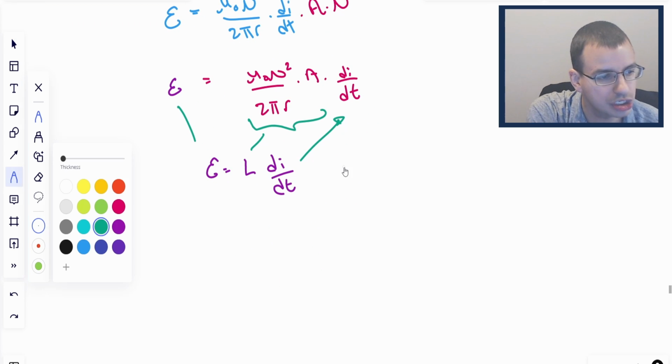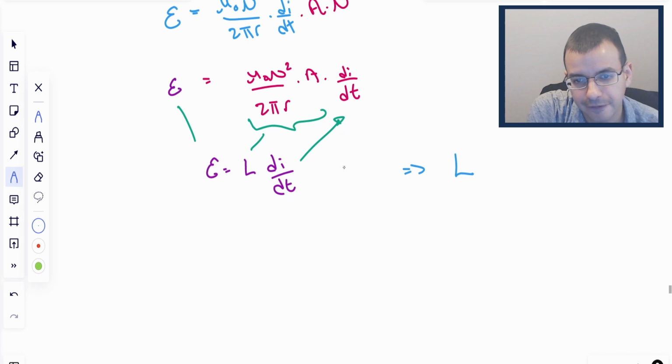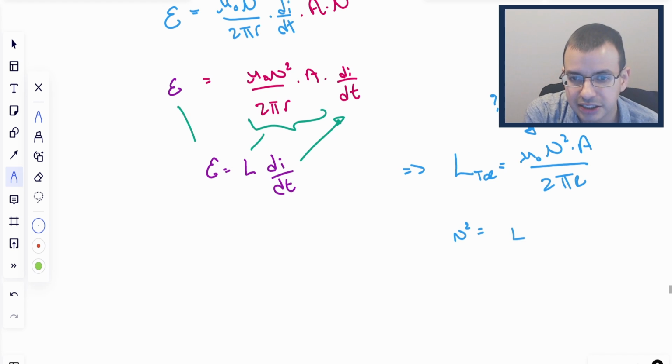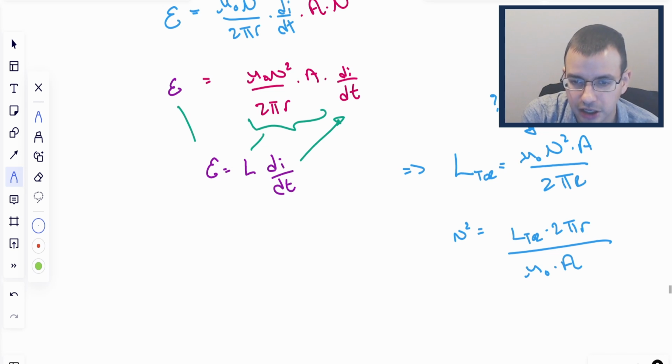Time to answer question 1. The self-inductance for a toroid, so the little tor right there so we know, is going to be mu naught N squared A over 2 pi r. We want to know N, so we're going to rearrange this. We're going to say that N squared is L times 2 pi r, and I should keep the r's consistent. I did not. Over mu naught times area.